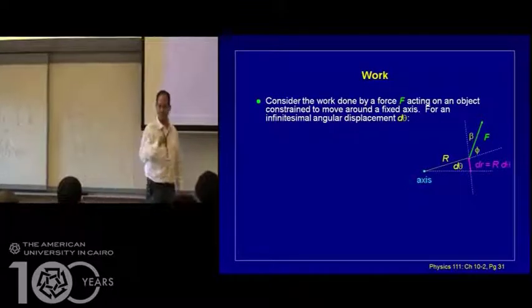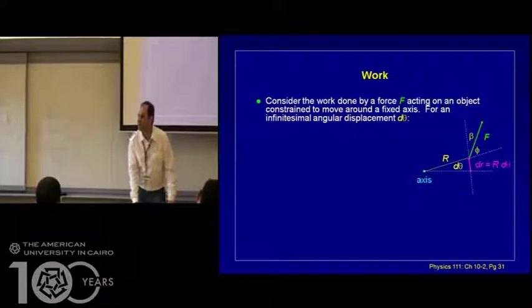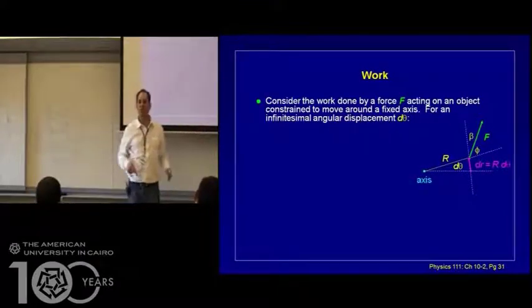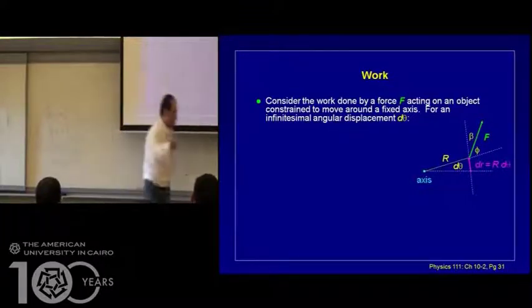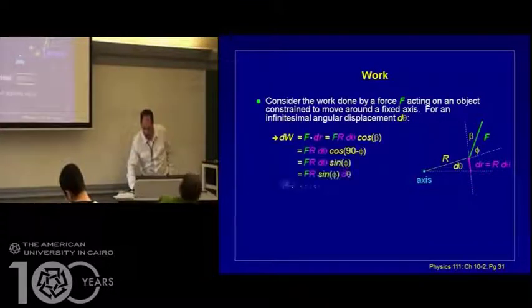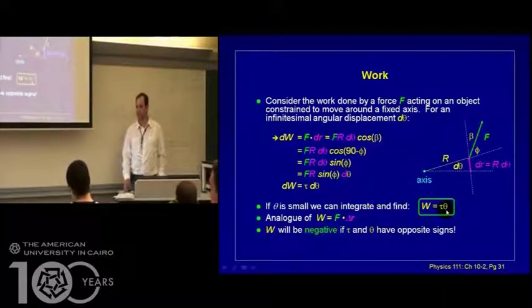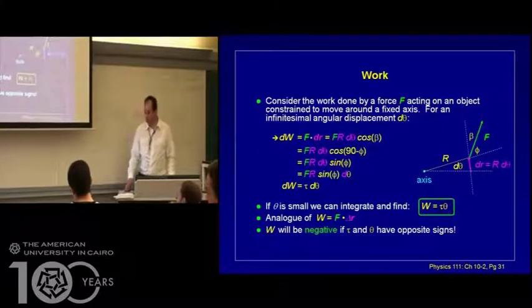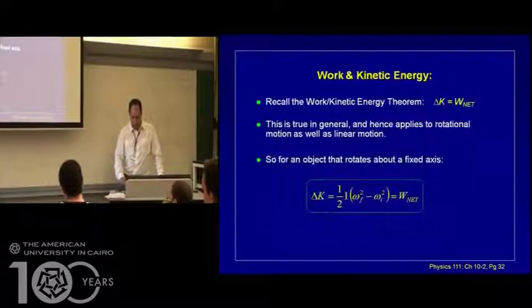But if you rotate it, what's the equivalent to force in rotational motion? Torque. What's the equivalent to displacement in rotational motion? Theta. So the work done in rotational motion equals tau, torque, times theta. That's the work. Is that a dot? No, just simple multiplication.